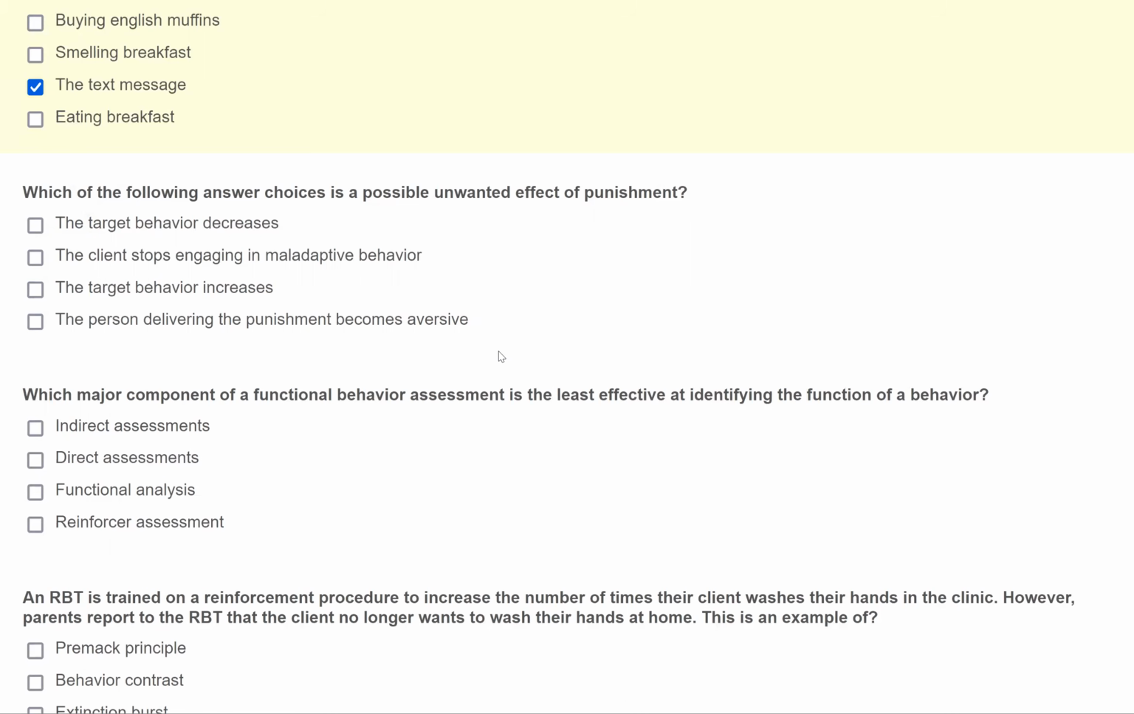It can lead to aggression. It can lead to aversions. Ethically, punishment is very difficult to do without a lot of support and resources. Okay. Now, that's neither here nor there, but let's just answer the question. Which of the following answer choices is a possible unwanted effect of punishment? It's going to be D. Person delivering the punishment becomes aversive.